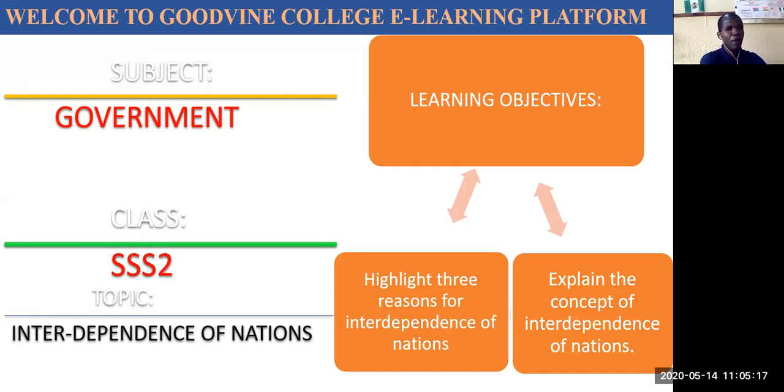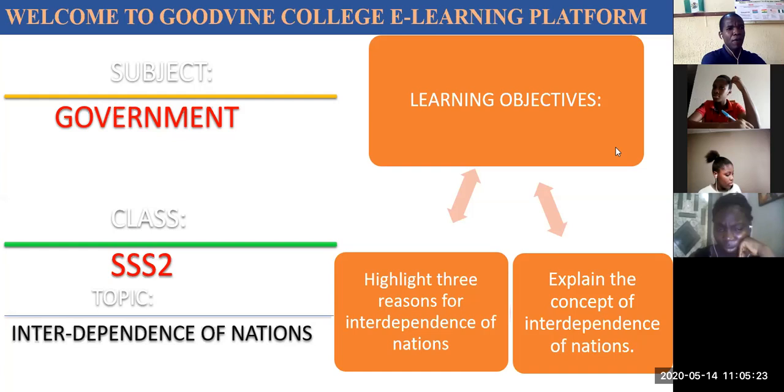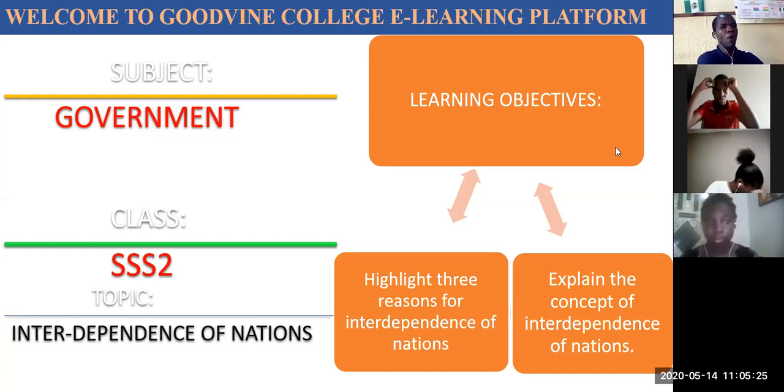But before I forge ahead, I want somebody to tell me when we say interdependence, don't forget we have dependence, then we have interdependence. When we say dependence, what comes to your mind? When we say interdependence, what comes to your mind? Can anybody tell me what this concept means before we forge ahead? Anybody from home? If you don't raise your hand, I will call you.